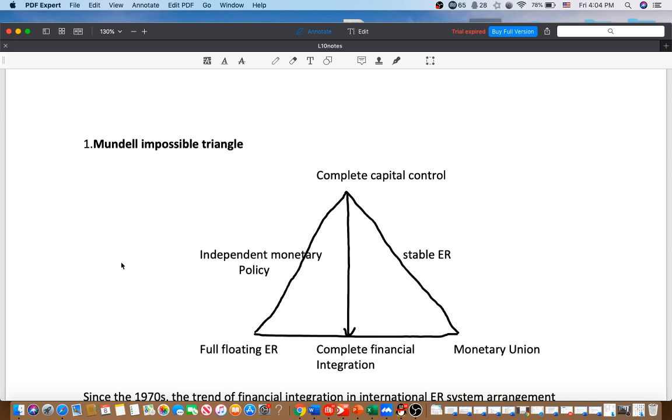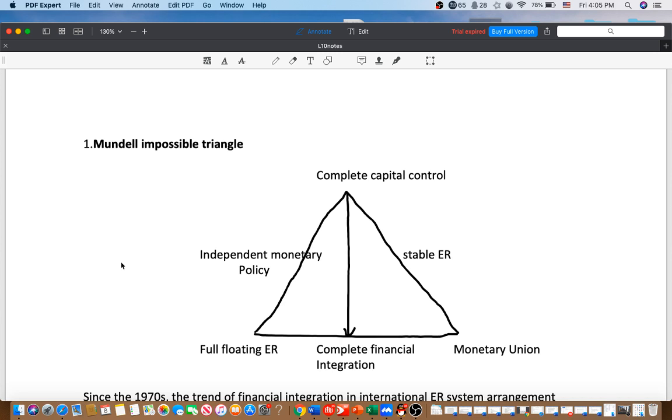That is, a country can't simultaneously achieve the three objectives. Generally speaking, a country can only choose two of them. This is called the unbalanced trinity, or the open economy trilemma.